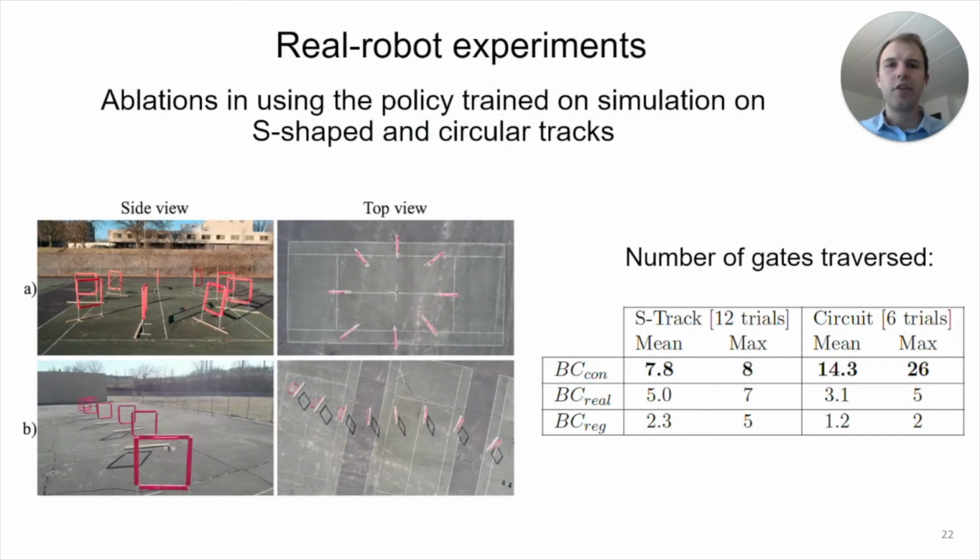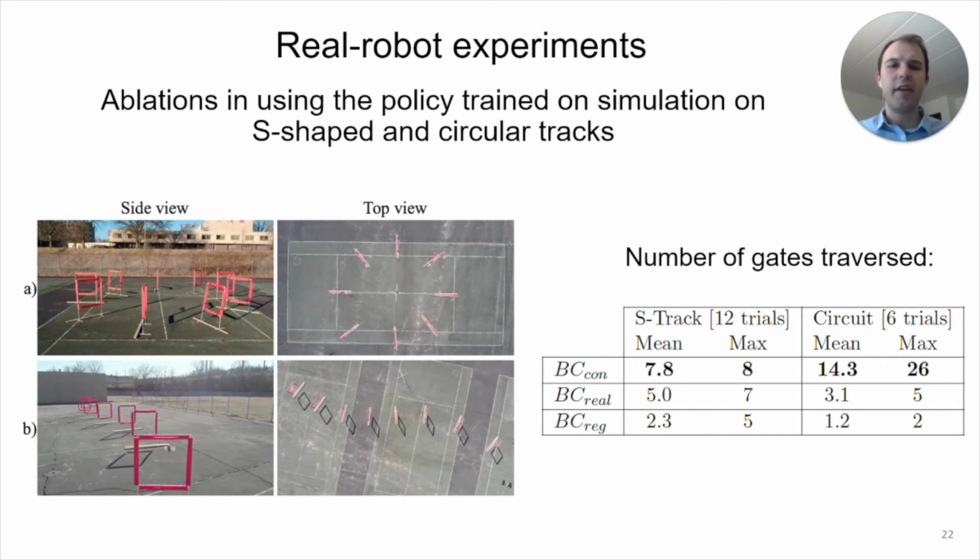In addition to the simulation experiments, we also have several ablations where we compare the performance of policies which were trained only on simulation and deployed in real-world environments. As you can see on the left side of the slide, we have two types of tracks. The first one is a circular track on line A, and then on line B we have an S-shaped track.